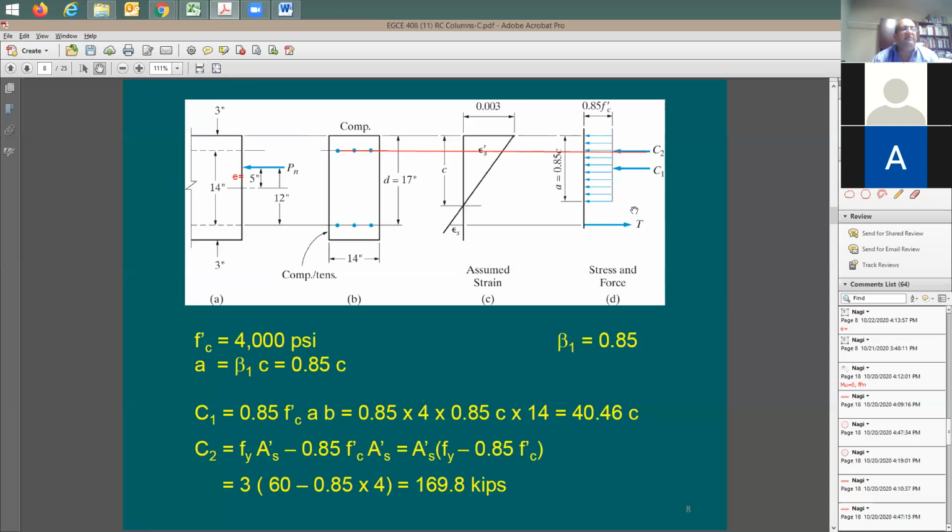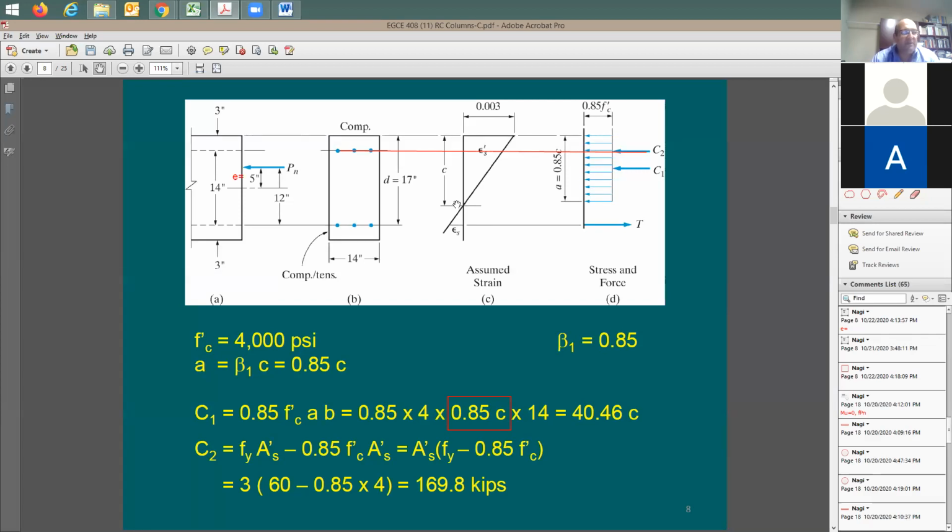So again, I'd like to put everything in terms of c, the depth of the neutral axis. C1 is going to be equal to 0.85 times the concrete strength times a. And how much is this a? a is going to be 0.85 times c, which is beta 1 times c, times 14 inches. What's 14 inches again? It's the width of the concrete section. So now I have the first compression force equal to 40.46 times c. So it's a constant times the neutral axis depth. This is the first force.